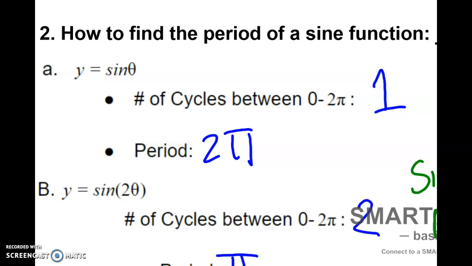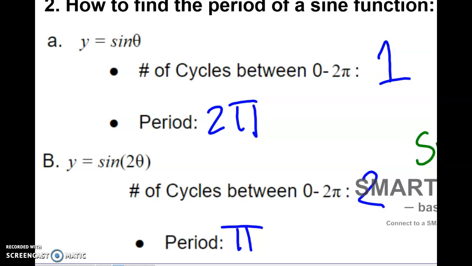So part A, y equals sine of theta. How many cycles are there between 0 and 2 pi? That should say 2 pi in your notes. And we've done this one already, so we found out that it has 1 cycle and each period is 2 pi.